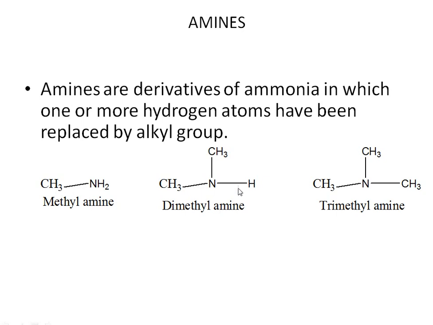It is a derivative of ammonia in which two hydrogens have been replaced by methyl groups, that is called a secondary amine, example dimethylamine. And then three hydrogens replaced by three alkyl groups is called a tertiary amine, and the example is trimethylamine. So the definition is a derivative of ammonia in which one or more hydrogens have been replaced by alkyl groups.